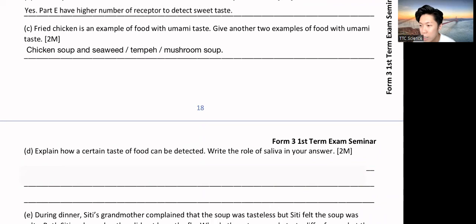What about seawater? Definitely. The fragrance from garlic is classified under what? The fragrance, the smell or the taste? Smell is different. It's not under the tongue.